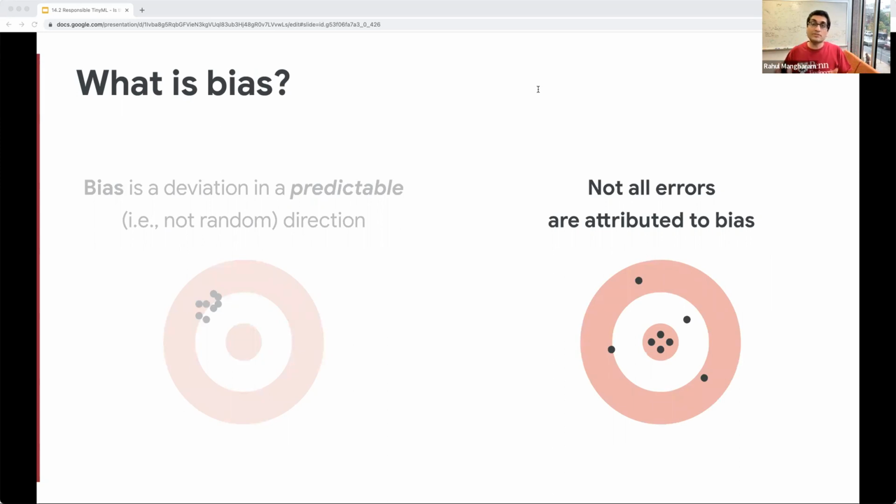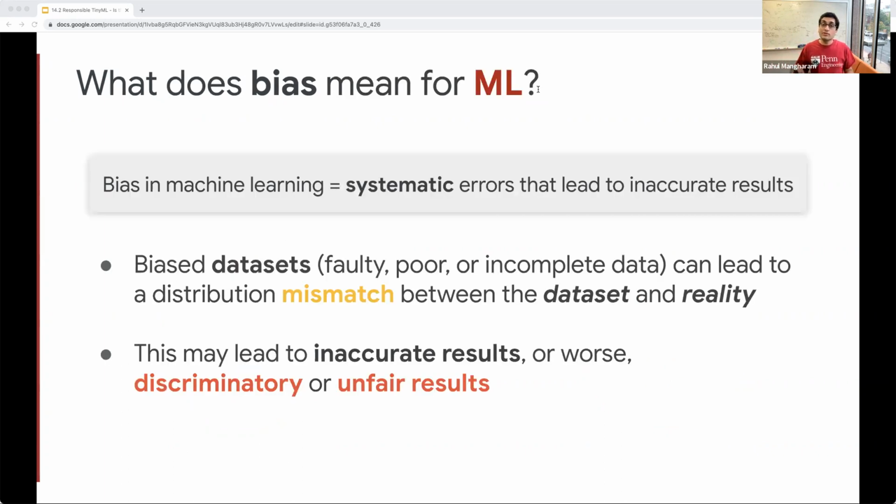This often happens because of biased datasets, meaning faulty, poor, or incomplete data, which can lead to a distribution mismatch between the dataset and reality. Moreover, bias can not only lead to inaccurate results, but in some cases, discriminatory or unfair results, which we'll discuss more in an upcoming video. We know that if we have bad data inputs, we'll end up with bad results, even if we have an otherwise perfect model. This is sometimes referred to as the garbage in, garbage out problem.